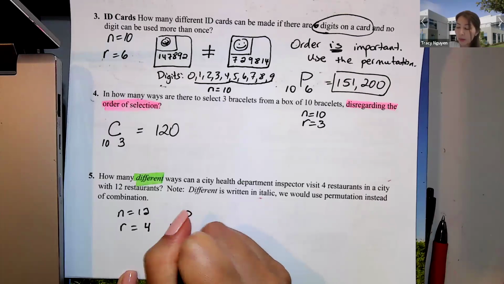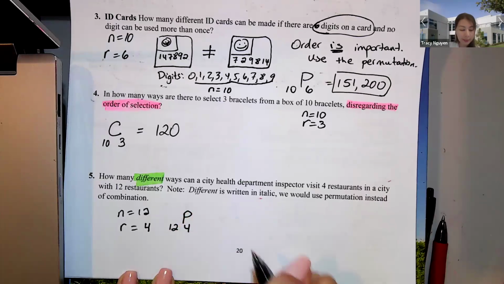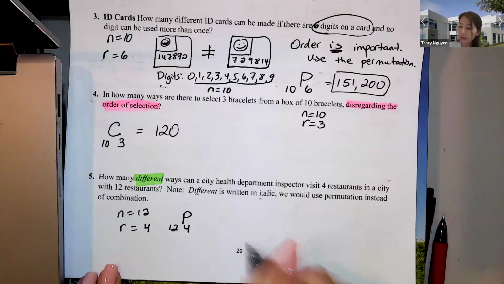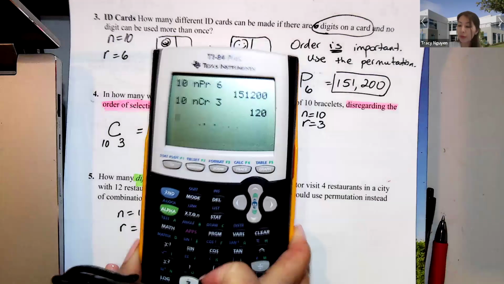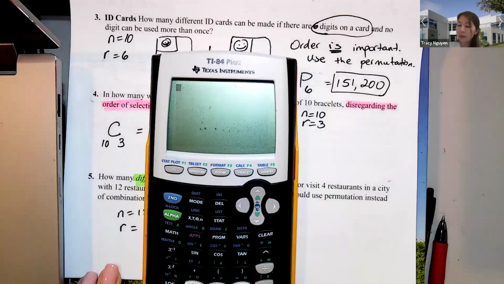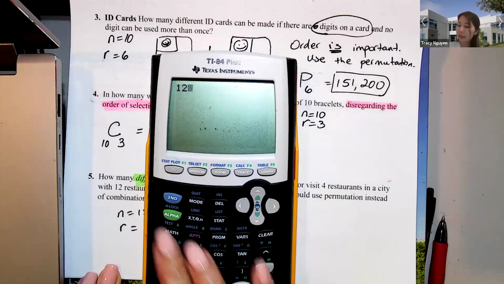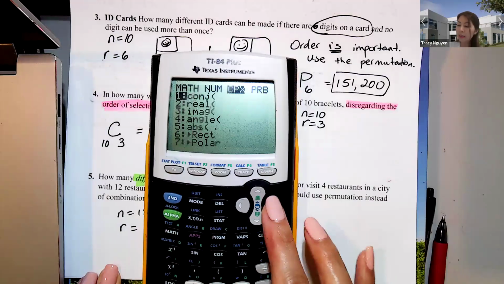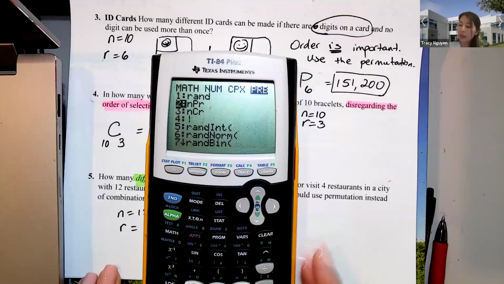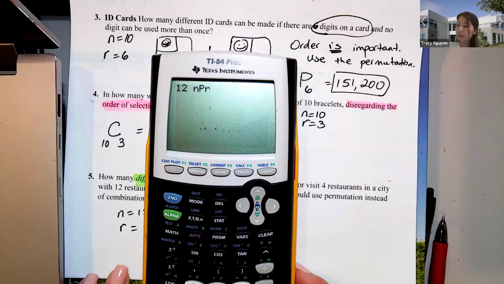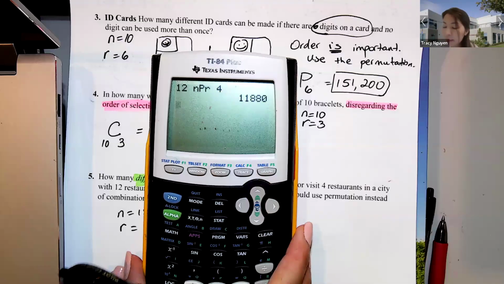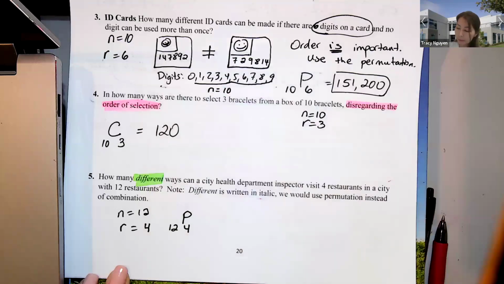Permutation of 12 to 4. Okay, and what we have here, permutation of 12 choose 4. I know that you have the answer already, but I like to continue to work on the calculator so you can see that this time we're using the permutation function. And 12 choose 4, what is it? 11,880.